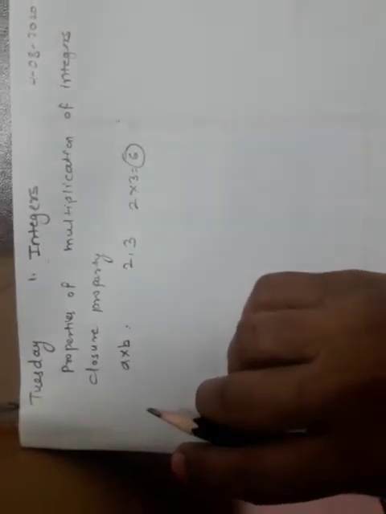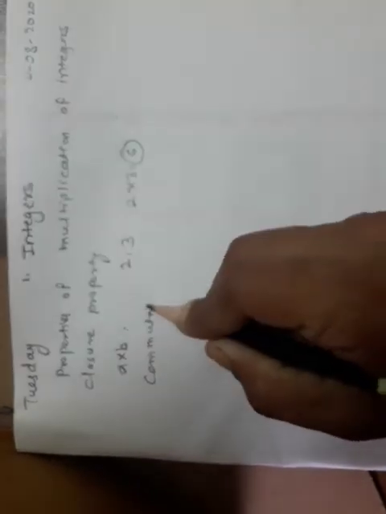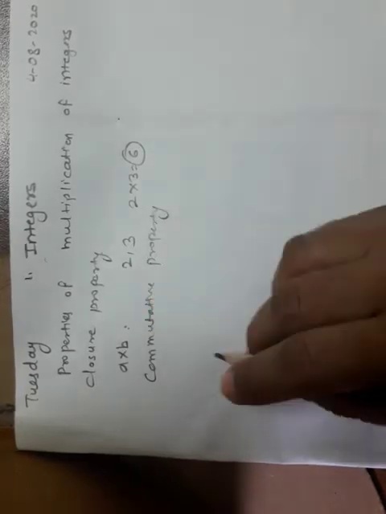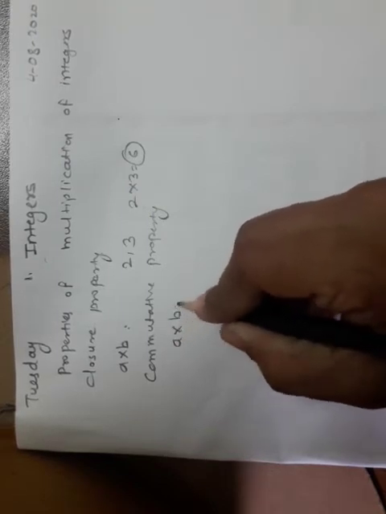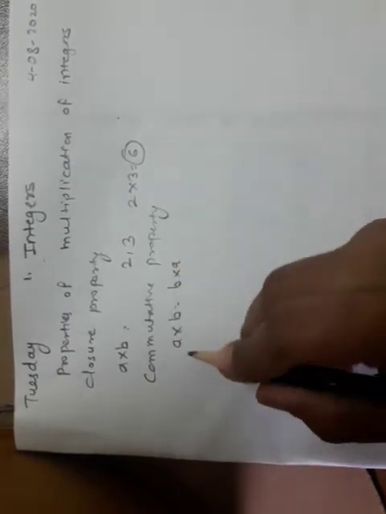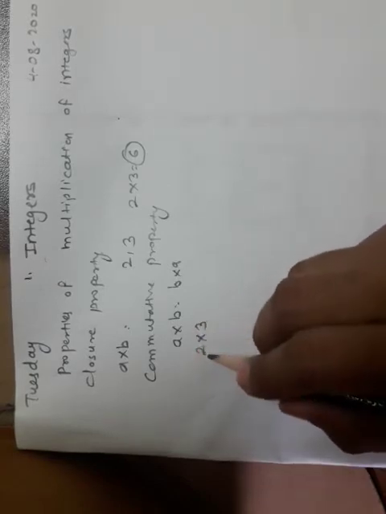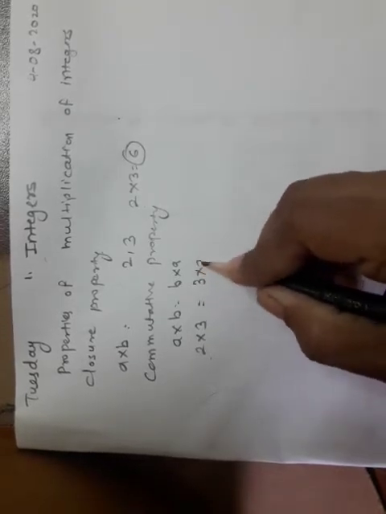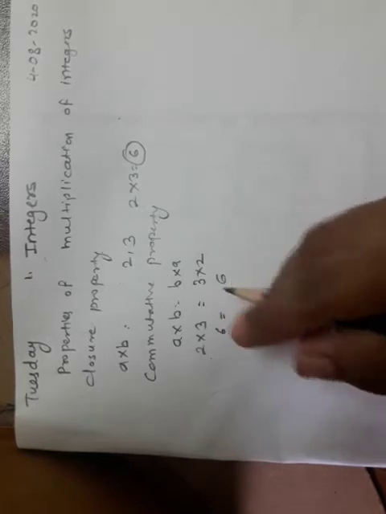Next property is the commutative property. What is meant by commutative property? If a and b are any two integers, then a into b is equal to b into a. For example, 2 and 3 are any two integers, so a is equal to 2 and b is equal to 3. 2 into 3 is equal to 3 into 2. So 2 threes are 6, and again 3 twos are 6.